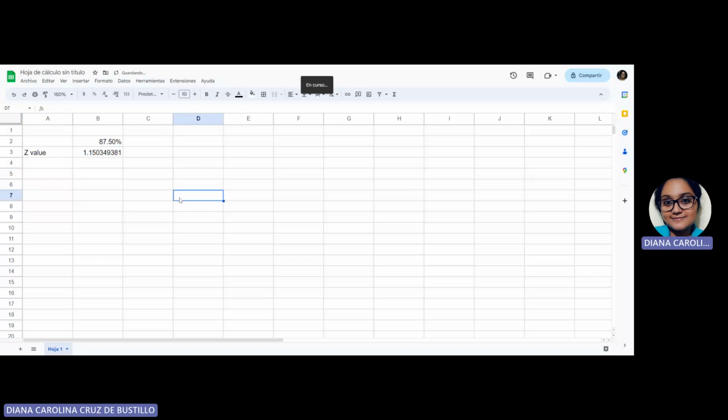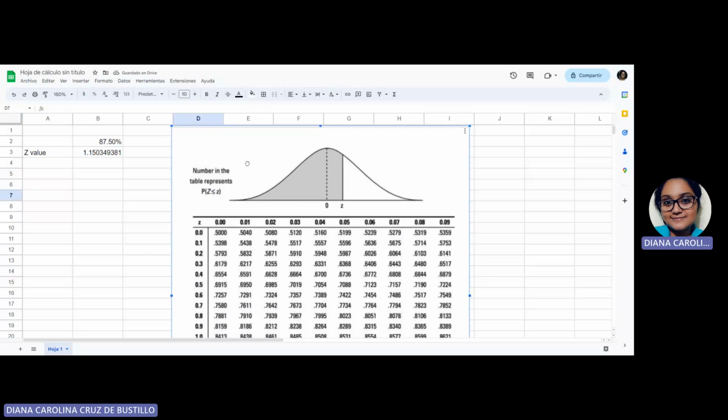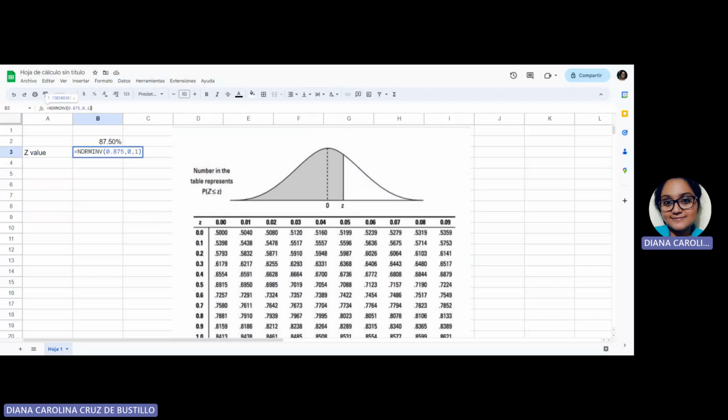Okay, so we found it with the formula, right? This is, if you realize, the standard normal distribution in its standard form. That means a normal curve that has a mean of 0 and a standard deviation of 1. This is why here in the formula, in the mean, which is the first value you add after the service level, I added 0, and then a standard deviation of 1. So if you were to use the table, you will need to find the probability, because this is the cumulative probability. You would need to find the probability of 87.5%.